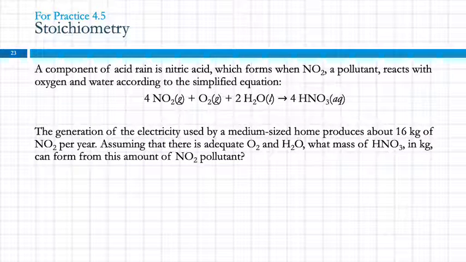More story here. A component of acid rain is nitric acid, which forms when NO2, a pollutant, reacts with oxygen and water according to the simplified equation given here. The generation of the electricity used by a medium-sized home produces about 16 kilograms of NO2 per year. Assuming that there's adequate O2 and H2O, what mass of HNO3 in kilograms can form from this amount of NO2 pollutant? This is one of the things that contributes to acid rain.